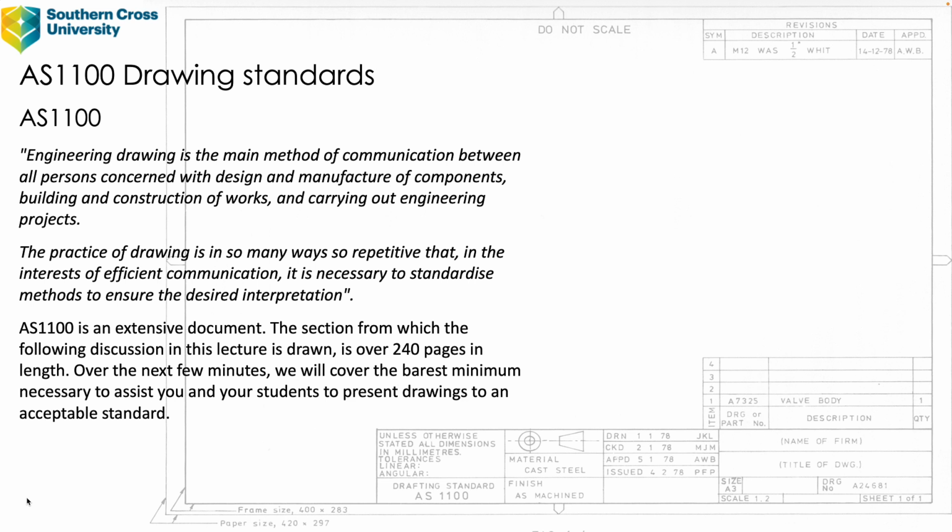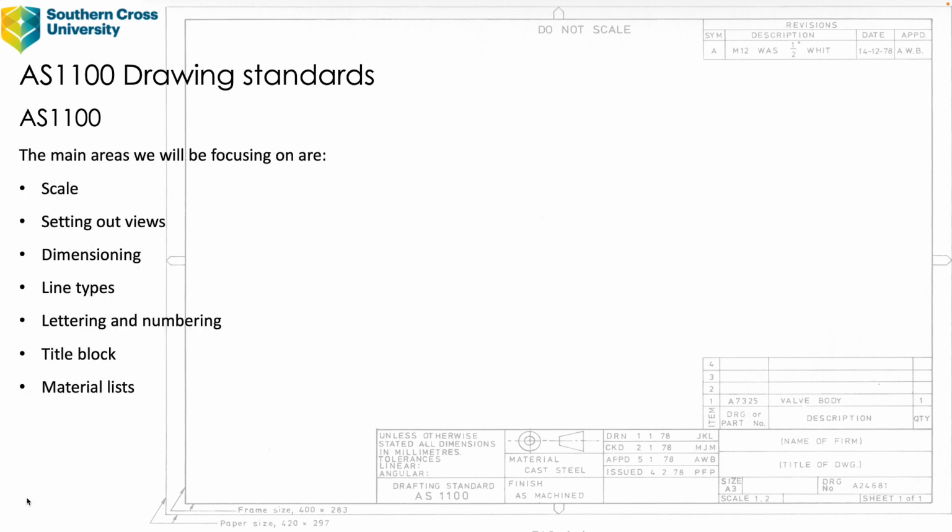And the other thing that I would put in there as well is to say that I'm doing this from a timber perspective. So there is a whole lot of information in AS1100 that might relate to threads, or how do you represent welds, or tolerances and all sorts of things like that, that are not really relevant for working with timber. So I've kept that out. Now, the main areas we're going to be focusing on are scale, setting out views, dimensioning, line types, lettering and numbering, title block, and material lists.